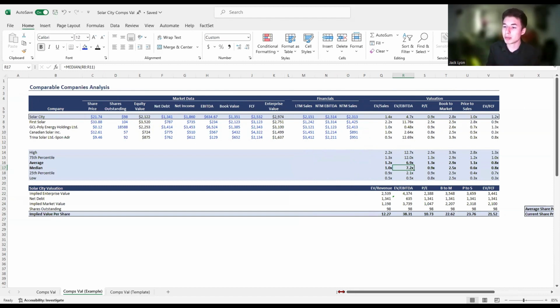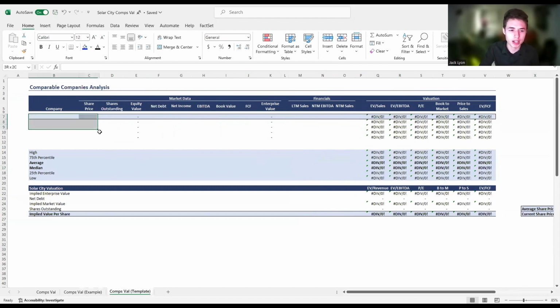There is a template listed in the description of this YouTube video, this template right here, where you can input your companies, the shares, share price, and all of this information in order to calculate what the share price of your selected company should be.